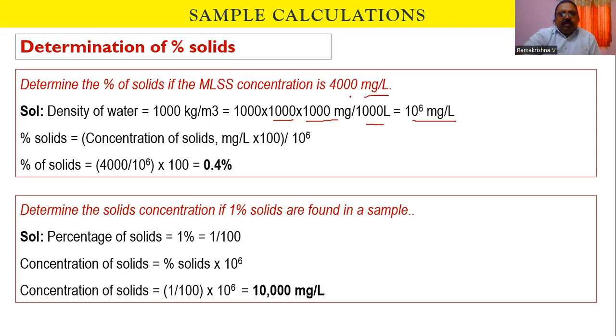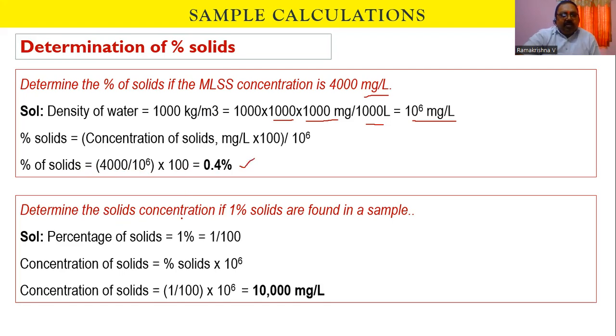When taking a fraction of any solids concentration in milligram per liter, we should compare that with this 10 to the power of 6 milligram per liter. The percentage of solids is equal to the concentration of solids in milligram per liter divided by 10 to the power of 6, and then multiplied by 100 to convert into percentage. So 4000 milligram per liter divided by 10 to the power of 6, into 100, is equal to 0.4 percent.